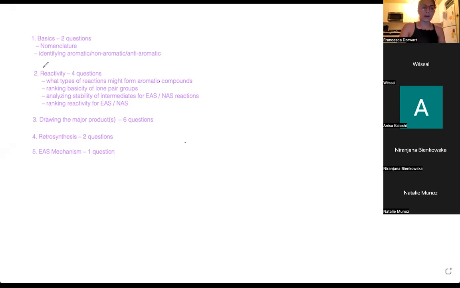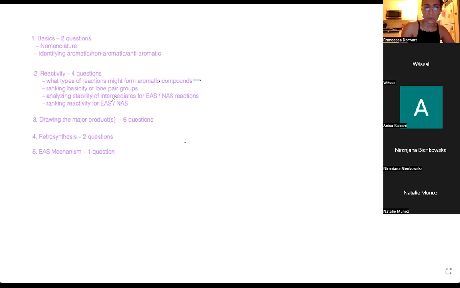This is going to be the biggest chunk of the test. It's only 4 questions, but it's 60 points of the 210. We're going to be talking about some types of reactions that might form aromatic compounds. Again, this comes down to you recognizing what an aromatic compound is or not. Ranking the basicity of lone pair groups in relationship to perhaps aromaticity. Analyzing the stability of intermediates for EAS and NAS reactions. And ranking the reactivity for EAS or NAS.